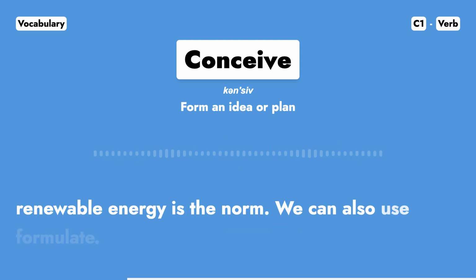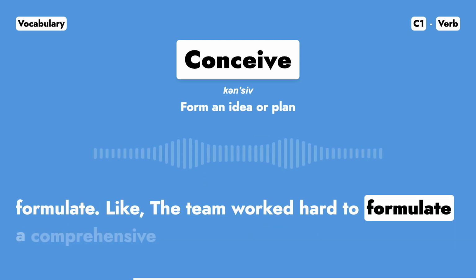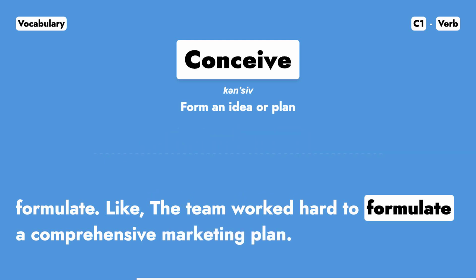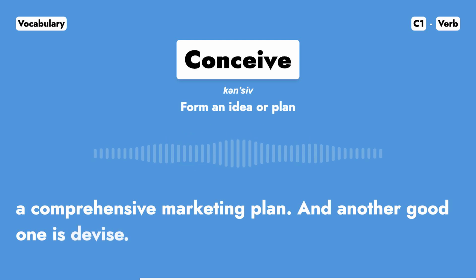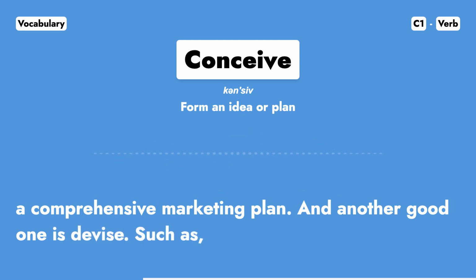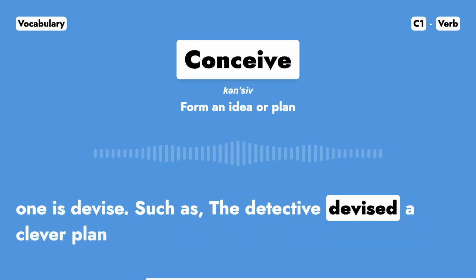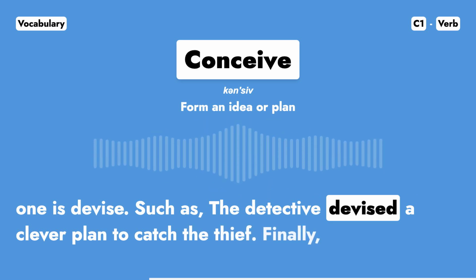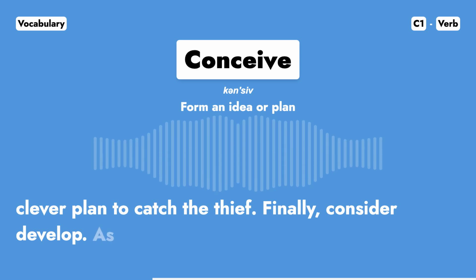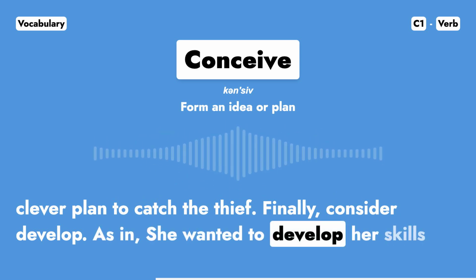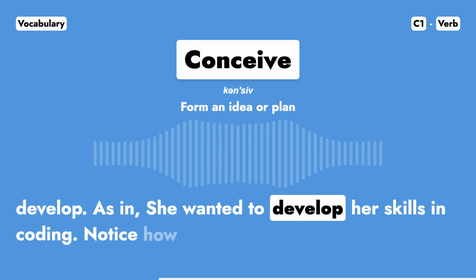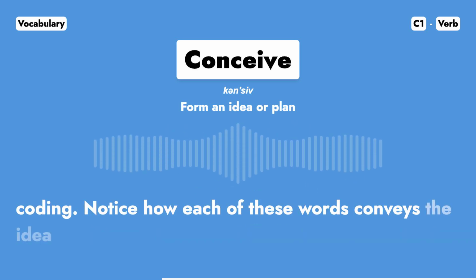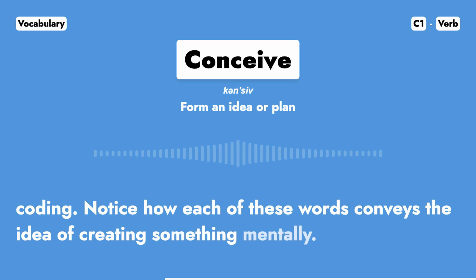We can also use formulate, like, the team worked hard to formulate a comprehensive marketing plan. And another good one is devise, such as, the detective devised a clever plan to catch the thief. Finally, consider develop, as in, she wanted to develop her skills in coding. Notice how each of these words conveys the idea of creating something mentally.